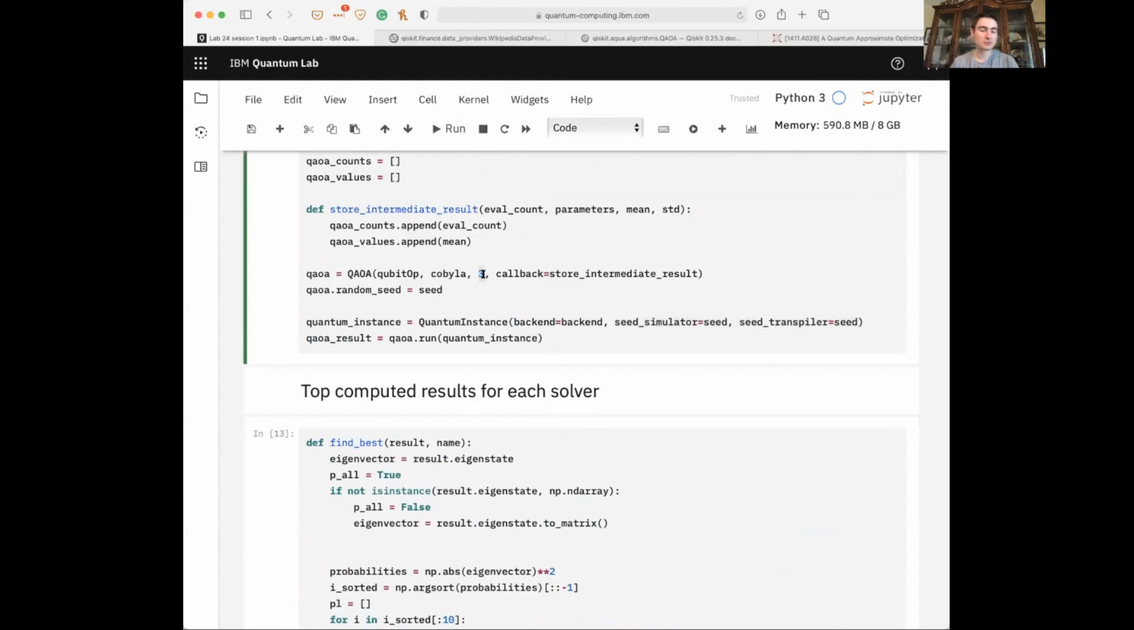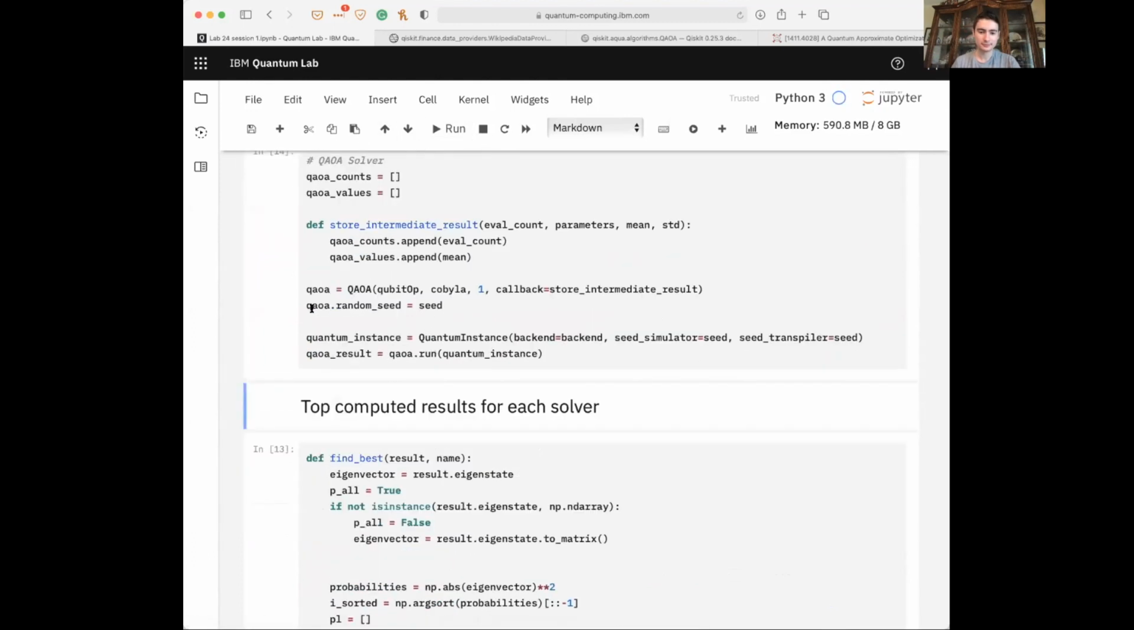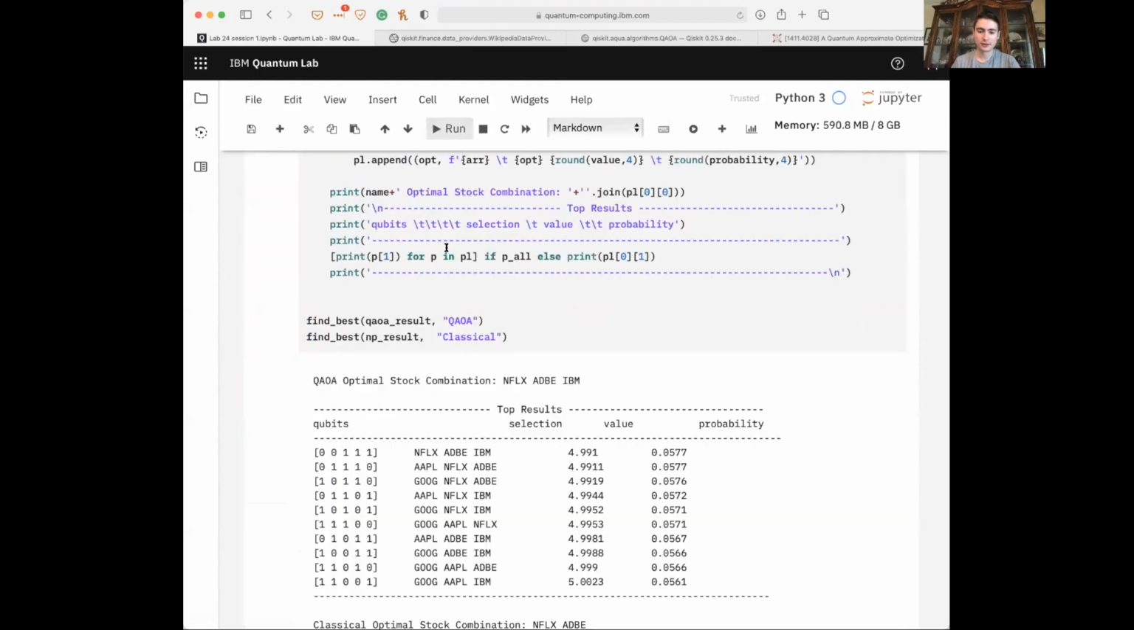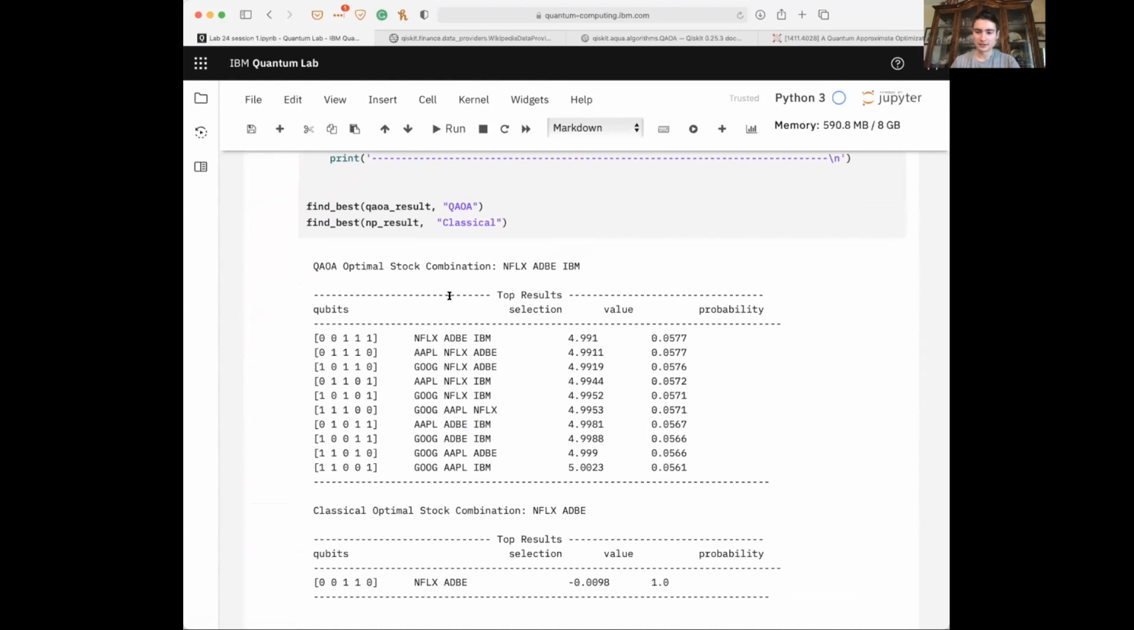For example, you could change this p value. Maybe I want to try p equals 1 and see what happens. See if this seems better or worse. Go ahead and run this. Whoa, this is certainly interesting. So now we get a bunch of answers that have 3 stocks.